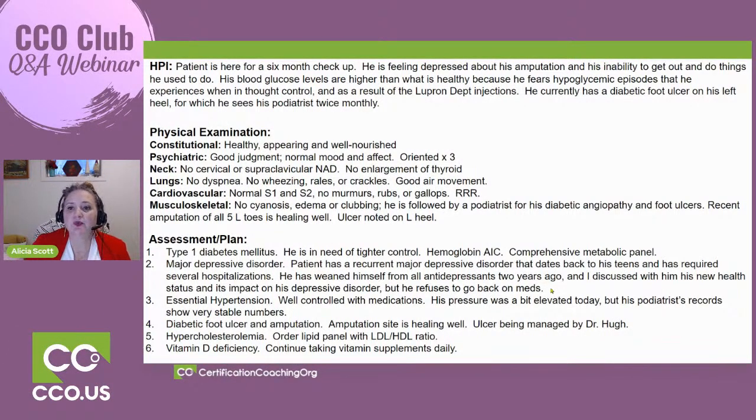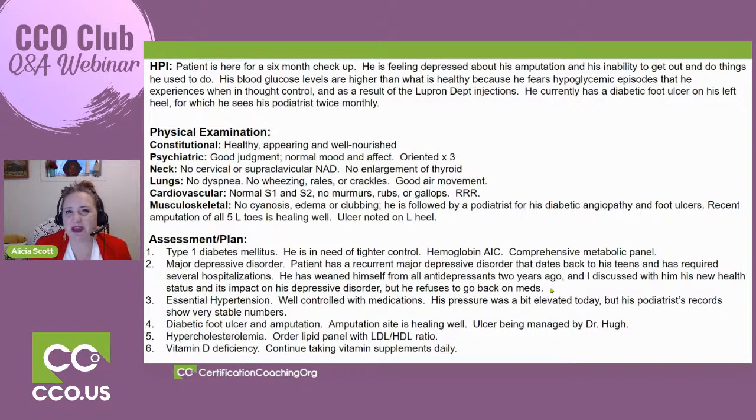Same one. So the assessment and plan: you've got a type 1 diabetic. He needs to be under tighter control for his A1C, and they're going to do a comprehensive metabolic panel, very common. MDD, major depressive disorder.